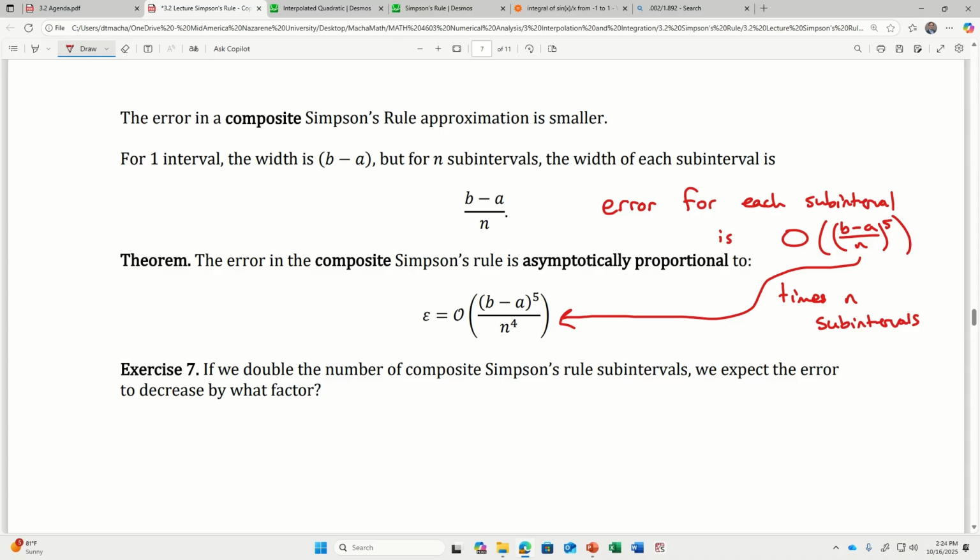So if I were to double the number of composite Simpson's rule subintervals, in other words, if I make an approximation with 2 subintervals, and then for my next approximation, I double that, and I make an approximation with 4 subintervals, how does that affect my error? We expect the error to decrease by what factor?